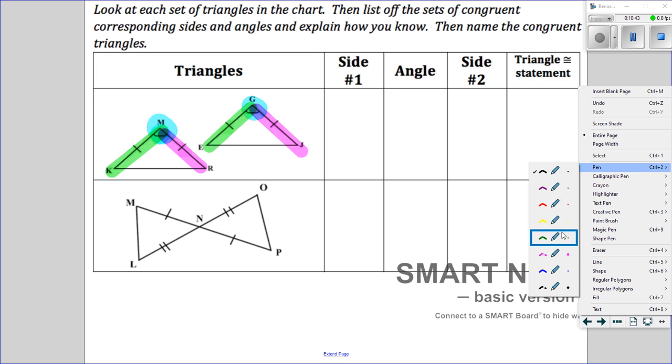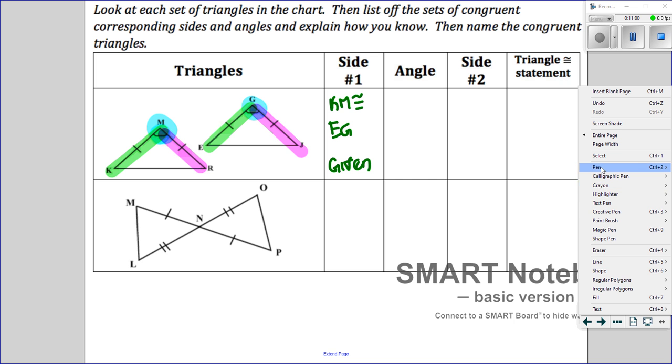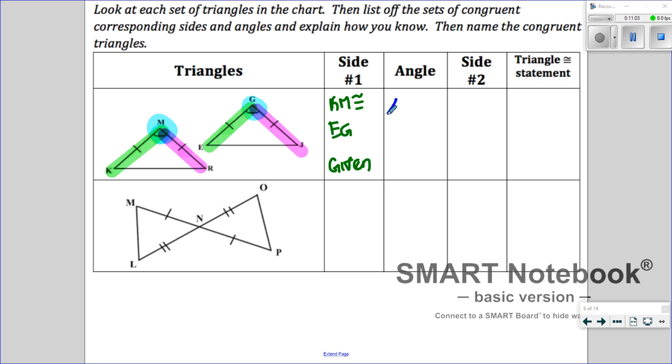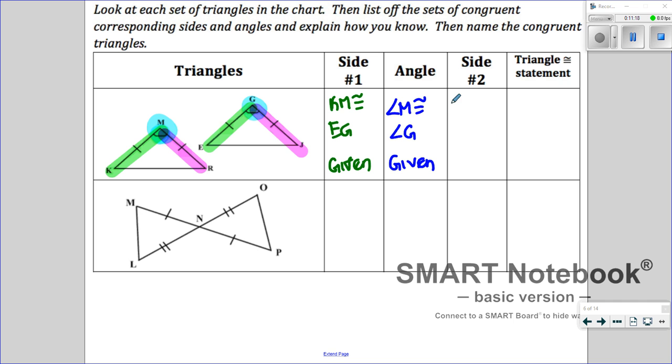Alright, the first one in green, I got KM is congruent to EG, and the reason is it's given because of the marking. It says that they're congruent. Now for the angle, I got angle M is congruent to angle G because it's also given. They have a little marking to show you that it's congruent. And then I have my second side, which is MR, congruent to GJ, and it's also given because of the marking.